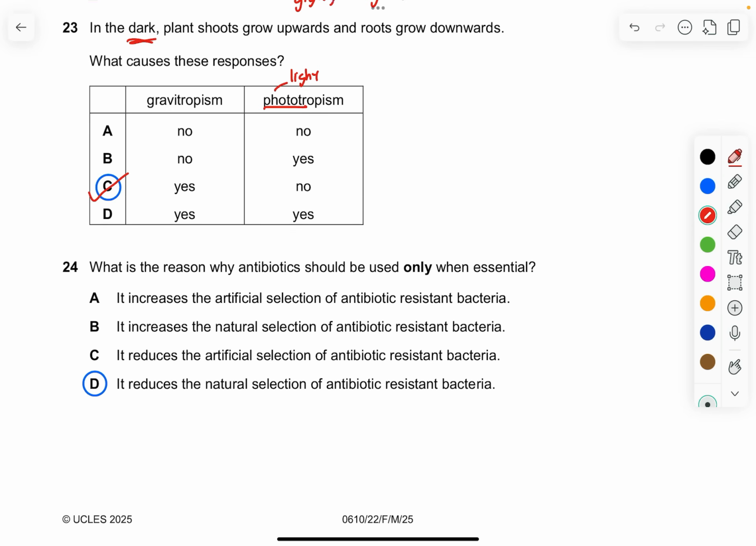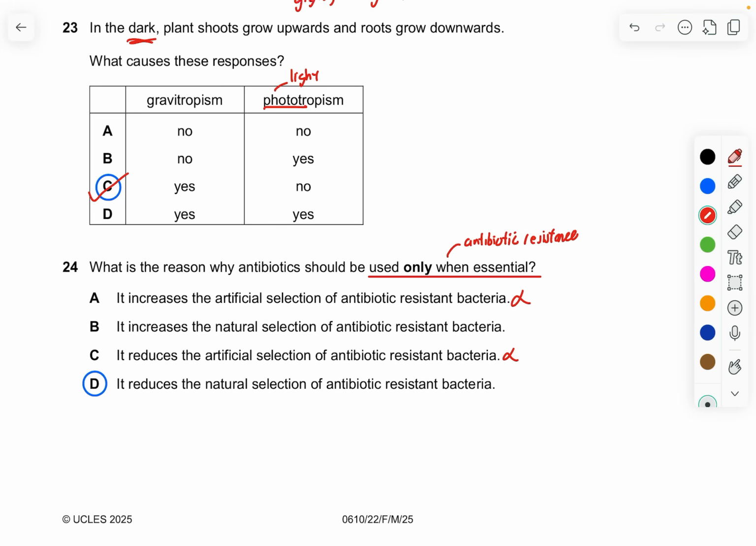Question 24. What is the reason why antibiotics should be used only when it's essential? When you overuse them, what happens? They will form antibiotic resistance, which is not something that we want. The option says it increases the artificial selection of antibiotic-resistant bacteria. Wrong. Artificial selection only involves humans picking and breeding organisms to get a specific advantage that we want. But this is bacteria. Why would we want to artificially select? So anything with artificial selection is wrong.